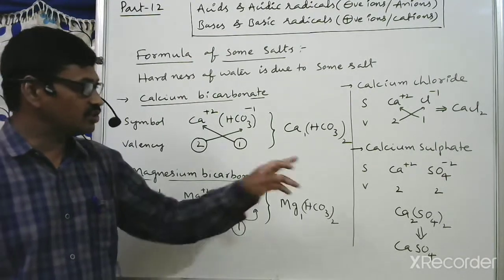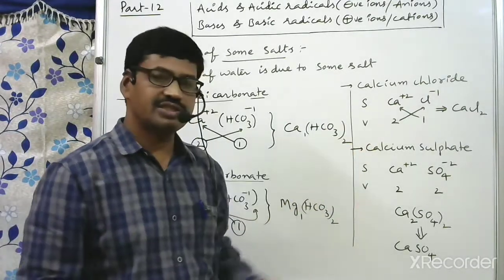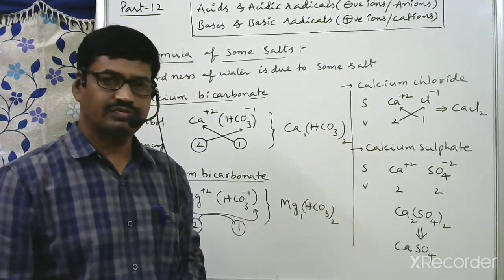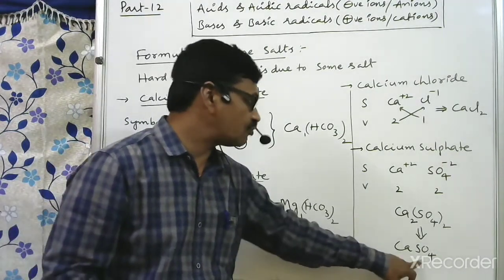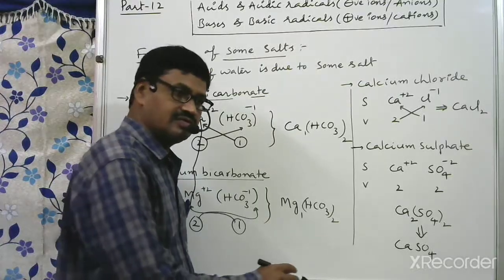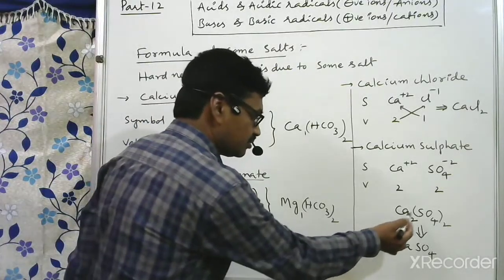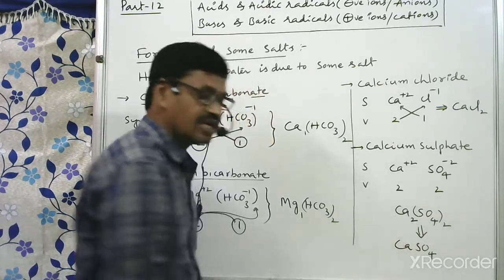Similarly, magnesium chloride and magnesium sulfate are the same thing. Instead of calcium, we have to write magnesium. Magnesium charge is also plus 2. Here also, magnesium sulfate formula is MgSO4. Simplest formula you should take: calcium sulfate Ca2SO4 taken twice, simplest ratio of this is calcium sulfate.